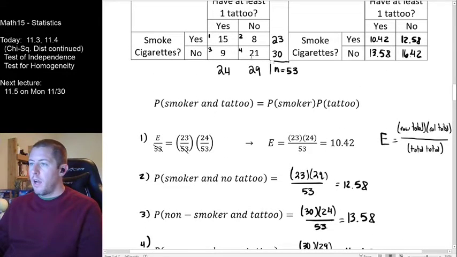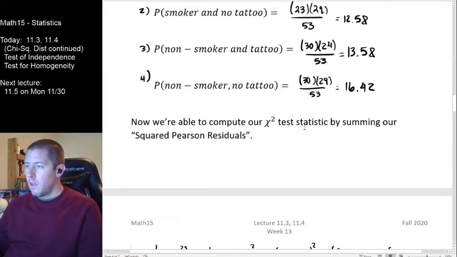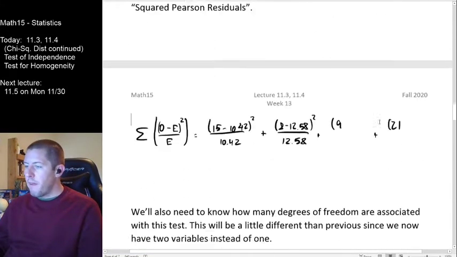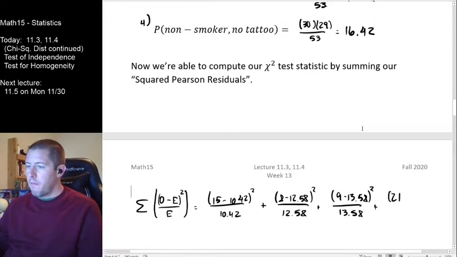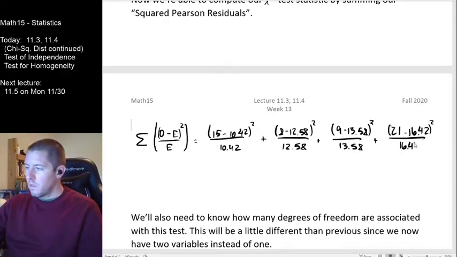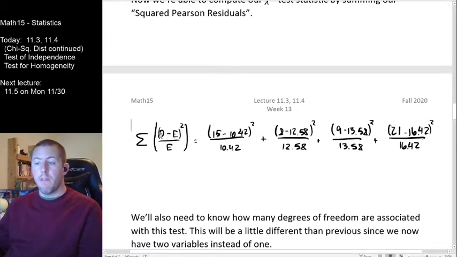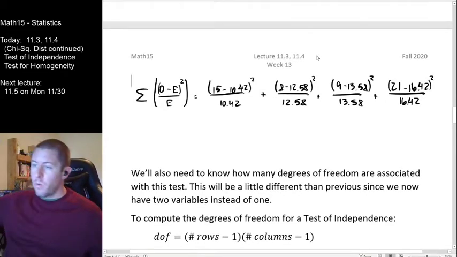All right. And our expecteds in order 2, 3, 4 were 12.58, for cell 3, 13.58, and finally 16.42. All right, so here is our sum of all of the O minus E squareds over E, and we can go ahead and go to our calculators, add these guys up, and we will have our chi-squared test statistic.